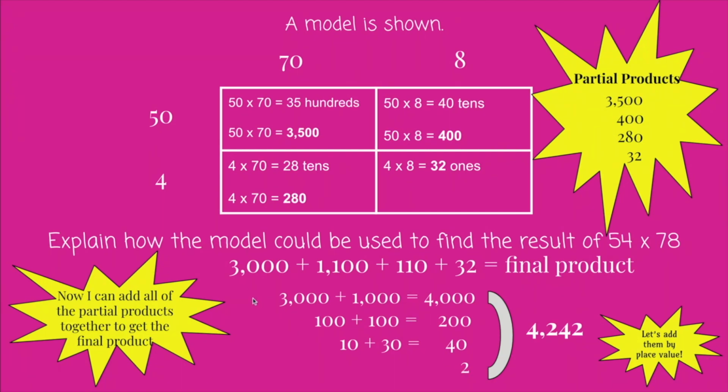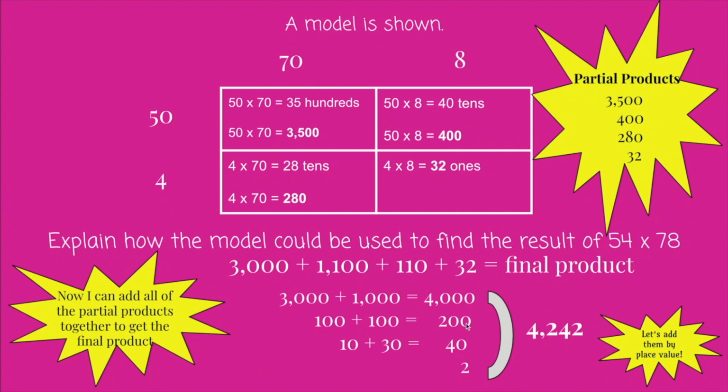So now, once we have those partial products, we add up all of the place values we have. We have our 3,000 plus 1,000, which equals 4,000. We also have 100 plus 100, which equals 200. And with our tens, we have 10 plus 30, which equals 40. Don't forget about our ones. We have 2 ones.